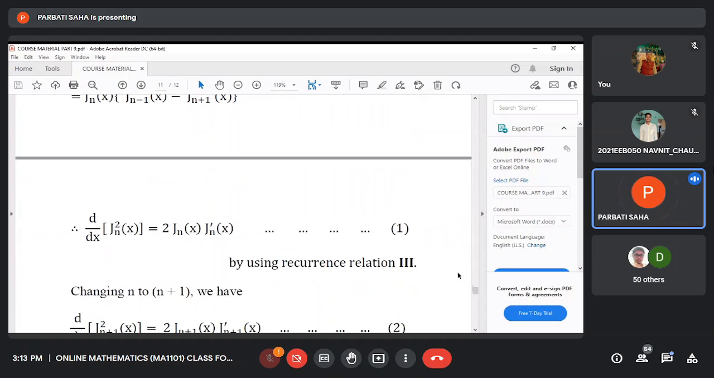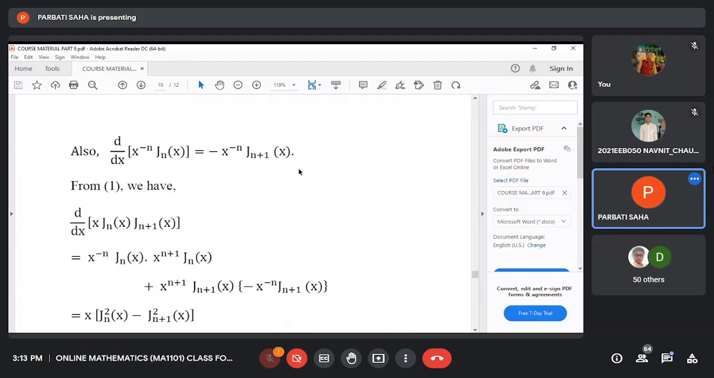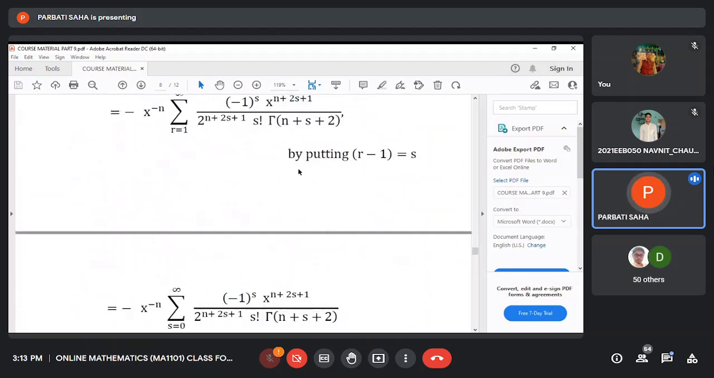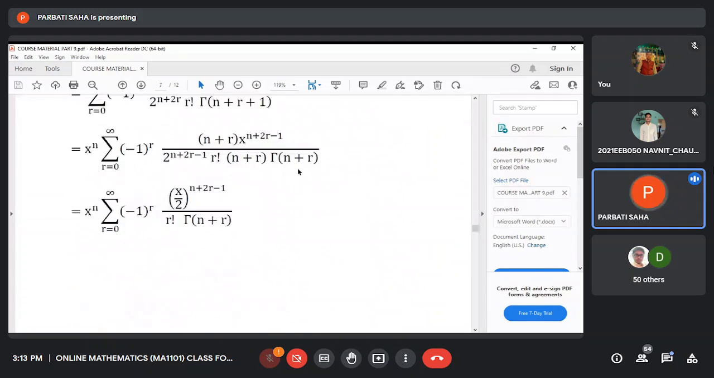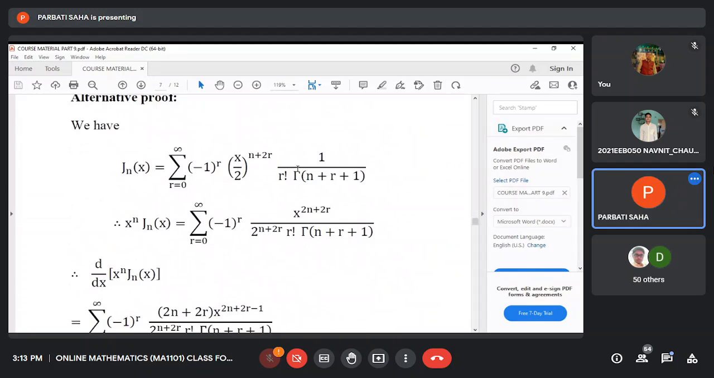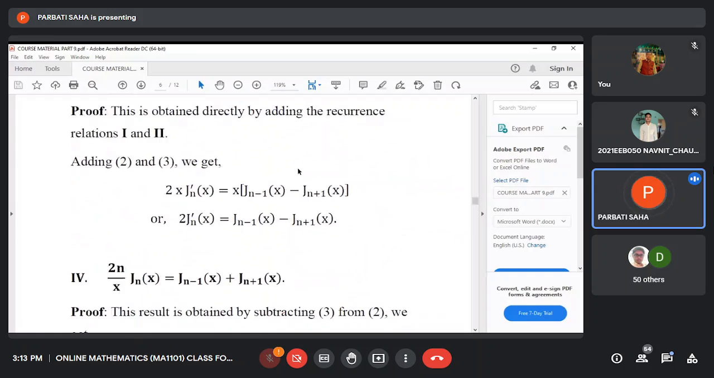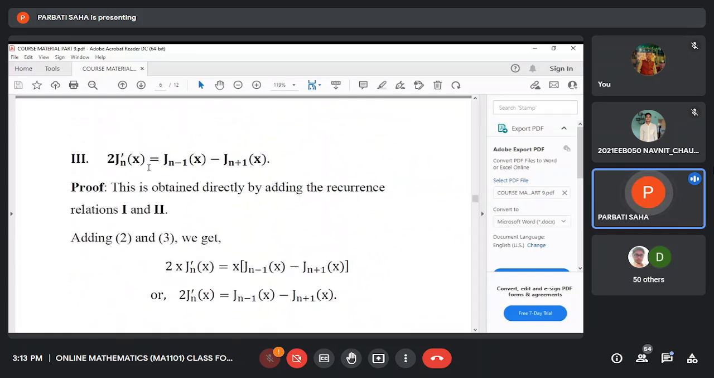By using the recurrence relation 3, just a minute, just to verify. 3 means, where is 3? 3 means this. 2Jn dash x equals this. Jn minus 1 x minus Jn plus 1 x equals 2Jn dash x.